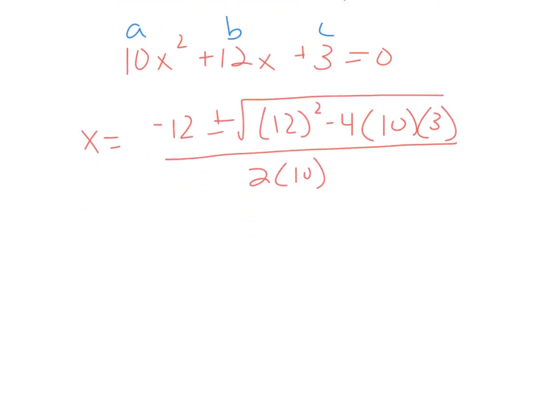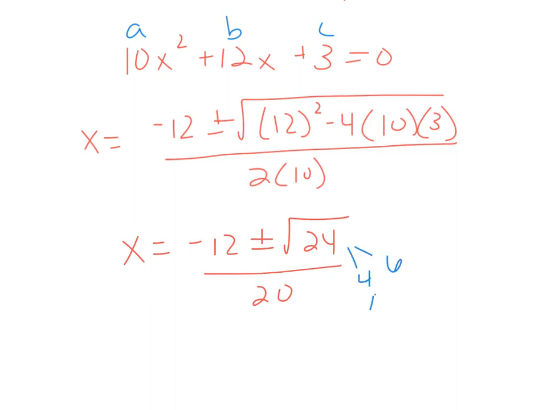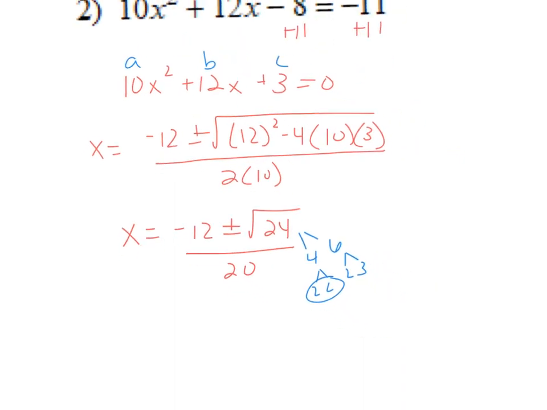Again, I'm going to work the inside first: 12 squared minus 4 times 10 times 3. When I do that, I've got -12 plus or minus the square root of 24 divided by 20. Unfortunately we don't know the square root of 24, so we need to either type this part into our calculator or break it down, like 4 and 6, 2 and 2, 2 and 3. So the 2's pair up and move out.